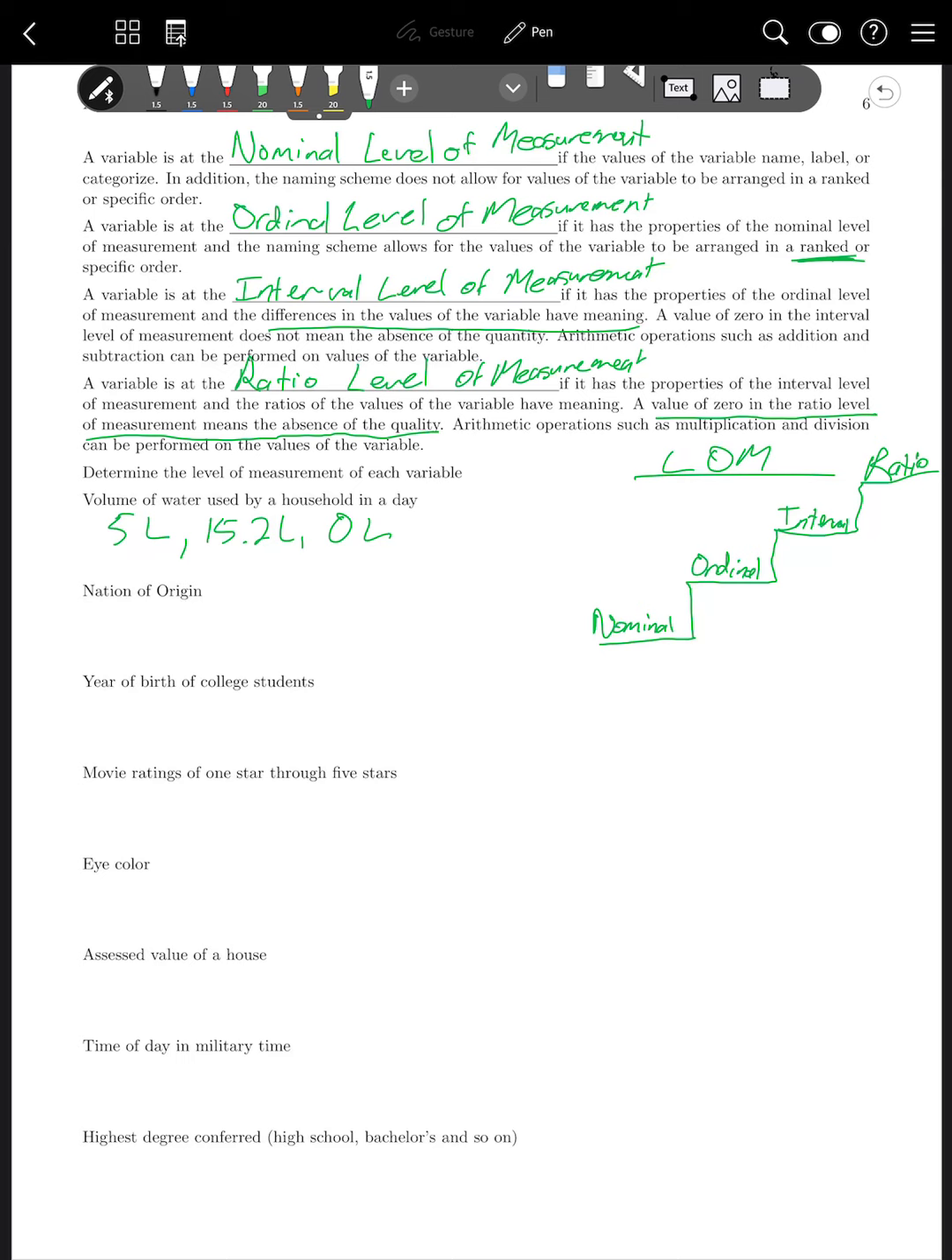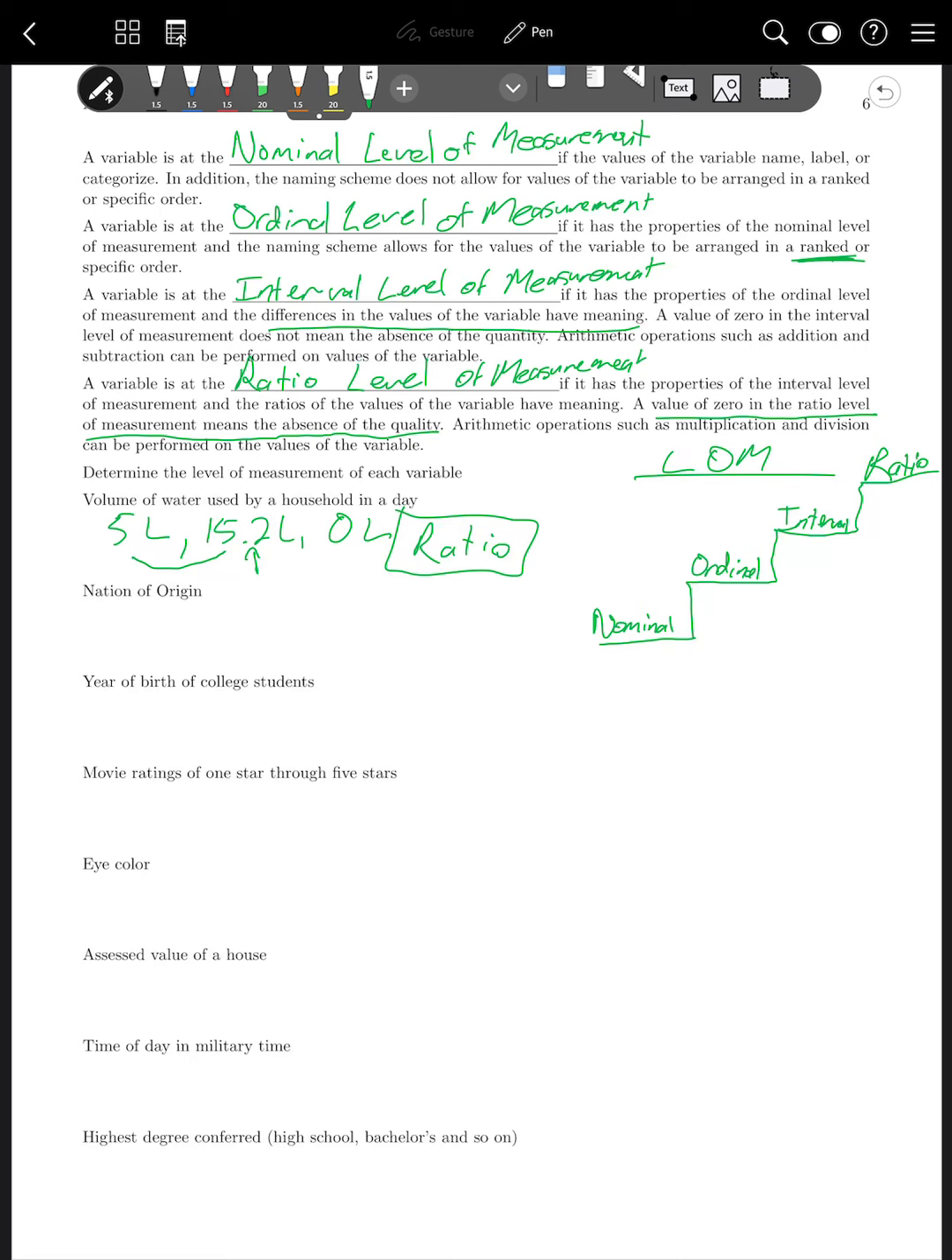Is there a difference between those? And if so, does that difference have meaning? Well, in this case, yes, it does have meaning. If I take the difference between 15.2 and 5 between these two houses, that difference would be 10.2 liters. And that would mean that this house used 10.2 more liters than the other house. So we're at the interval level now. And the last question is, do we make it all the way to ratio? To make it to ratio, the value of 0 would have to mean the absence of the quantity. So in this case, 0 liters means that you did not use any water. So this would be ratio.